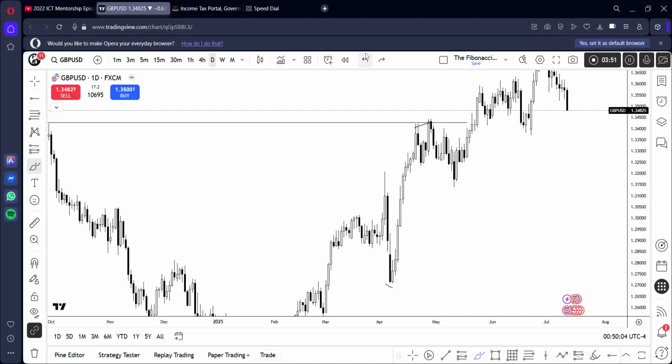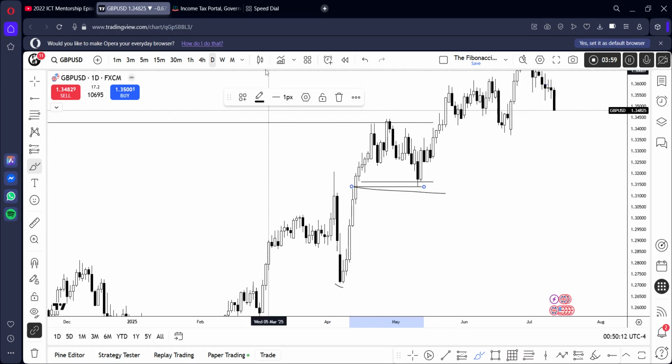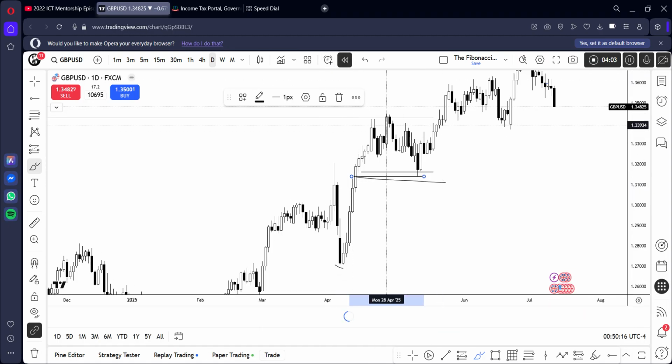So how the price is moving from the internal liquidity, which is right over here, the price is reacting from this area, bouncing it back and going higher. So let me show you in the lower time frame. All these things are also working in the lower time frame. Let me go through that.